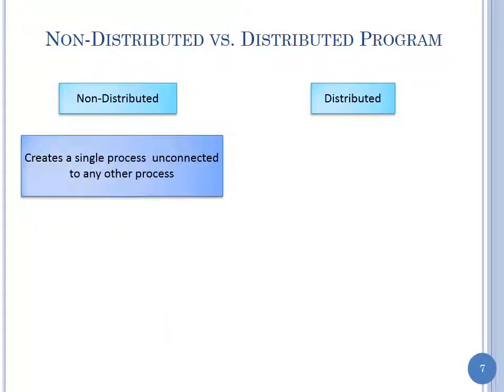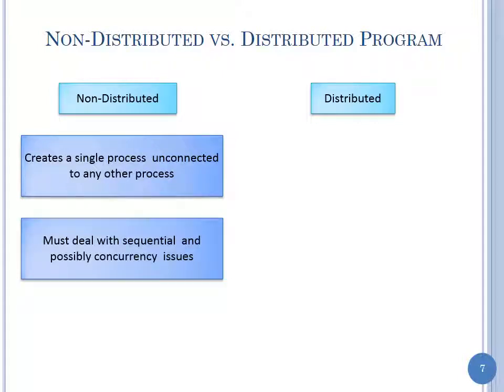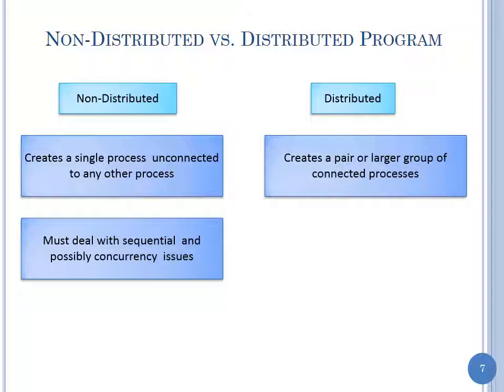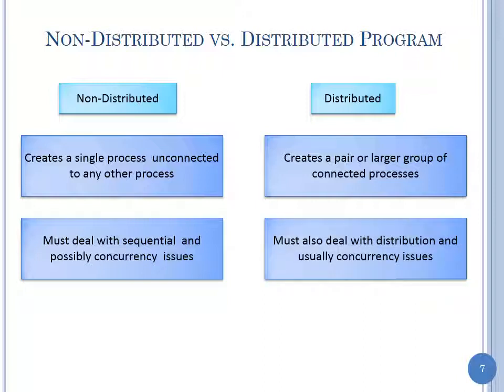So non-distributed creates a single process, unconnected to another process. It must deal with sequential and possibly concurrent issues. Distributed creates a pair or larger group of connected processes, and must deal with distribution and usually concurrency issues. So those of you who said I'm interested in systems, this will all get put together. It'll put programming, networking, and operating systems all together. So this is an integrative course in that way.